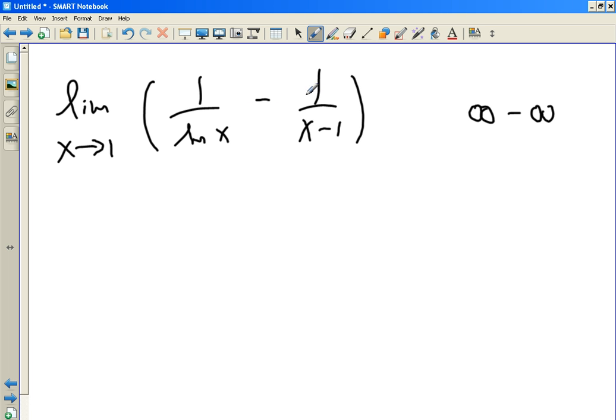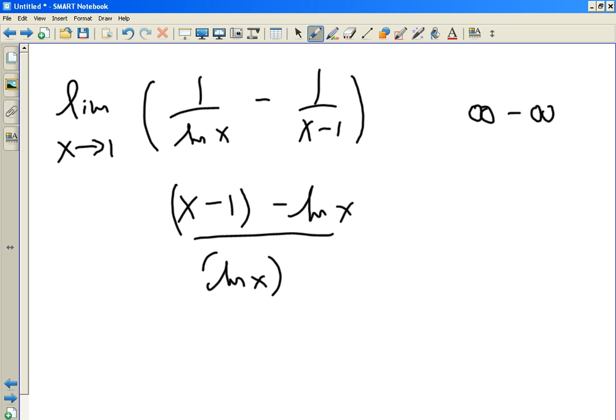Don't you know how to subtract fractions? You need common denominators. What do you multiply top and bottom by here? x minus 1. There you go. So x minus 1 minus ln x over the common denominator ln x times x minus 1. All right, so there's your fraction with a common denominator.